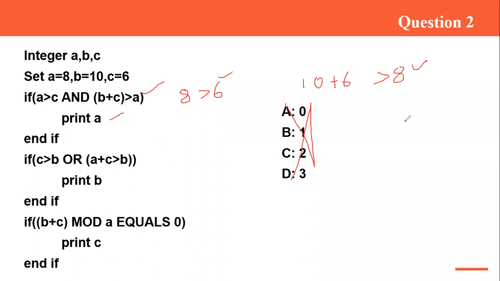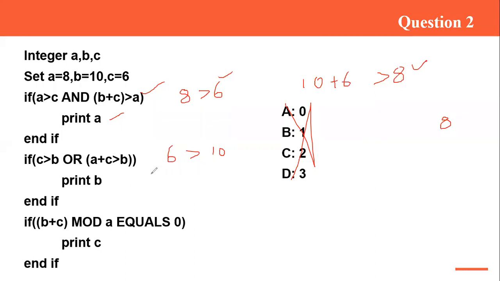So A got printed. Maybe we can consider the output 8 after that. Now just see. Once this if block is executed, will it execute another if block? Obviously yes. Why? Because it is not else if, it is if again. So we have to consider the second one also. What is the second condition? Let us check that. C. What is C? 6. 6 greater than B, they are asking. 6 greater than 10. Is it true?